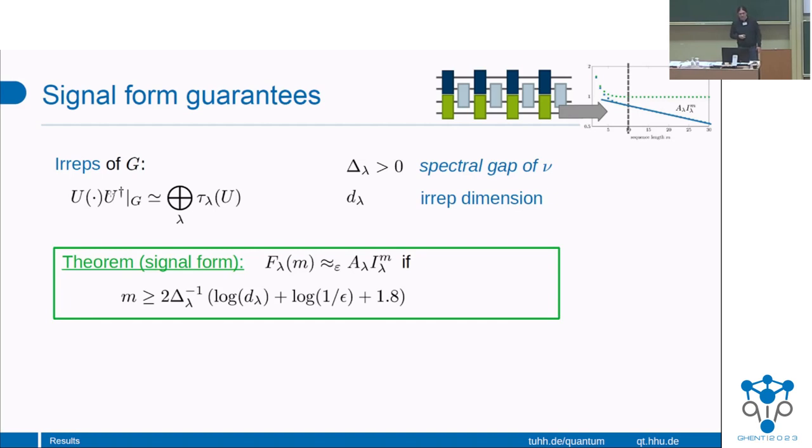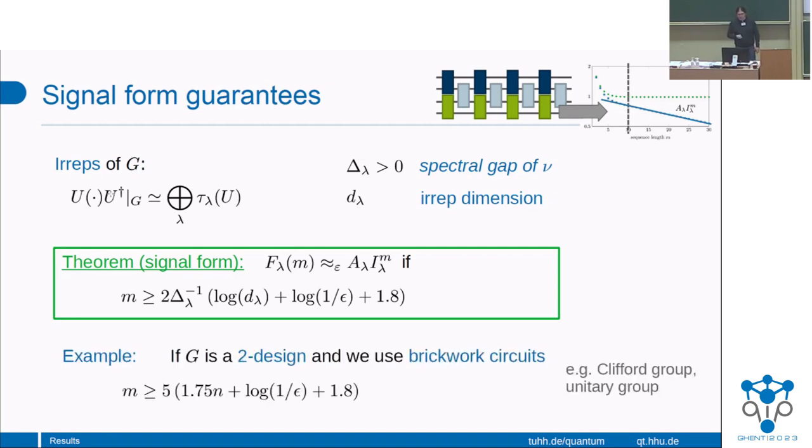Then we have a theorem that looks basically like this, which says the expected signal is epsilon close to an exponential decay if we choose our sequence length large enough. And here large enough basically means the position of this gray line up there. And the lower bound that we obtain is given by the inverse spectral gap times the logarithmic dimension, roughly.